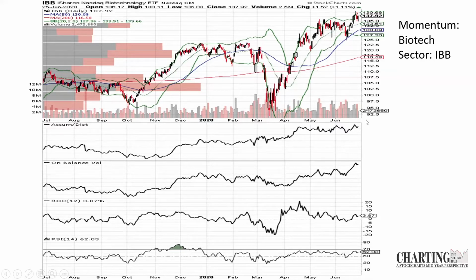Accumulation distribution is very good, rising. On-balance volume is rising. Momentum is relatively flat, but not completely falling. And RSI is above 50. But here's the important stuff. It's still above the 50-day moving average. Perhaps with today's decline, things might get a little bit dicey, but nevertheless, above the 200-day moving average.